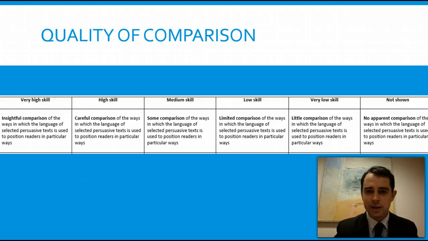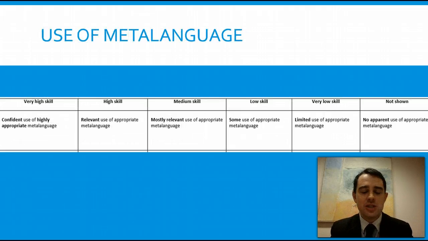That's one way of doing it. There are a lot of other ways of doing it, but the basis is that you need to be doing some comparison, and how much comparison and how effective that comparison is will award you different categories under this criteria. Okay, use of meta-language. This is an interesting one.